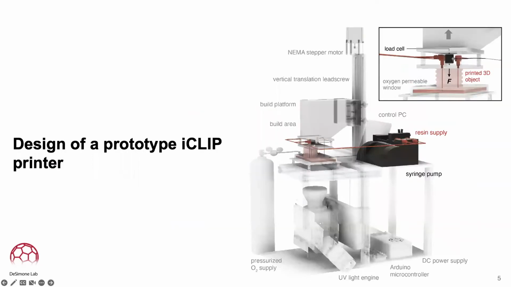To test this method, we designed a prototype injection clip printer shown in schematic form here, with a UV engine, a window, as in the traditional process, a build platform that is allowing the part to grow. In this case, however, an external resin supply, which is fluidically connected to that build platform. We're in particular interested in the forces exerted on the part during printing, hence in the upper right corner, a load cell mounted on the build platform, measuring stresses on the object during printing.